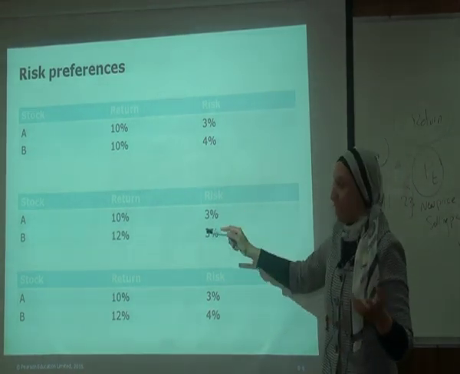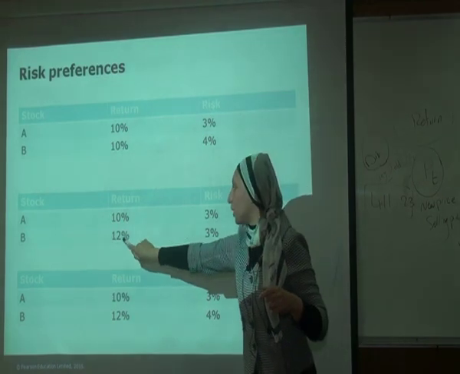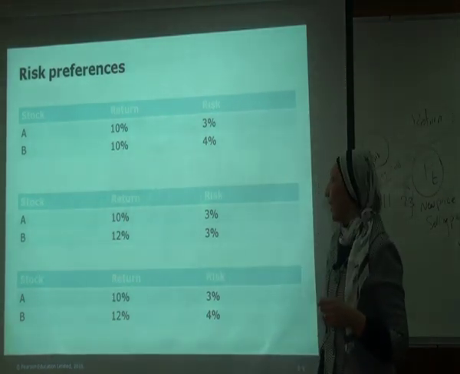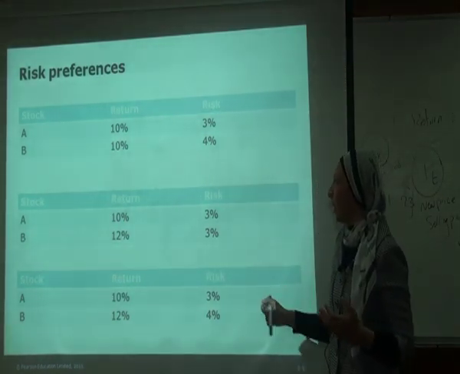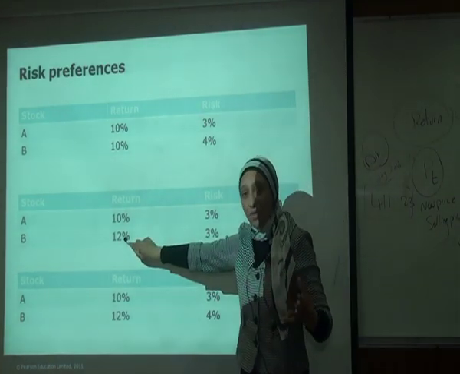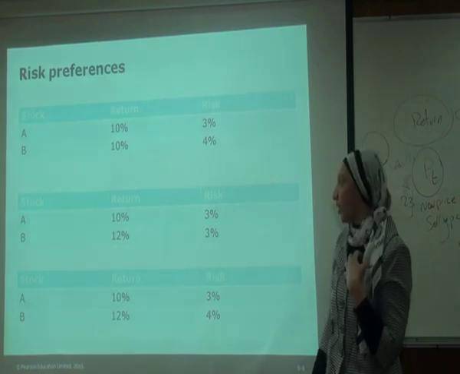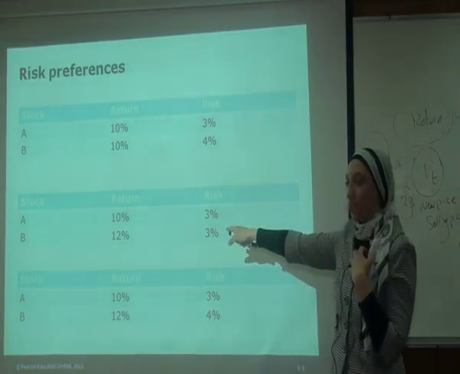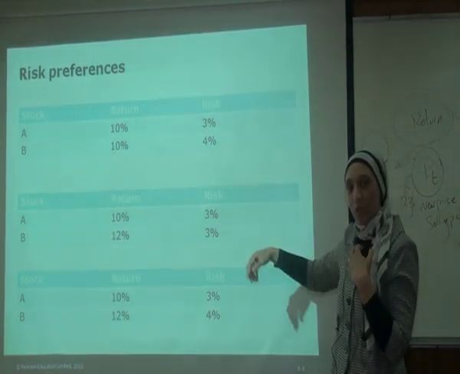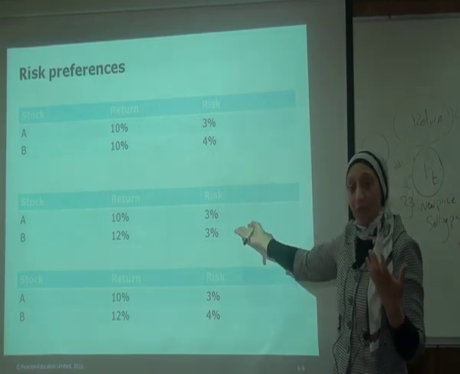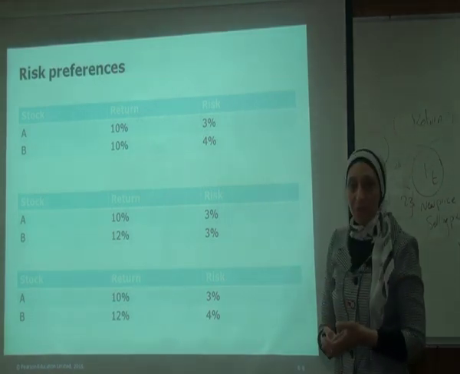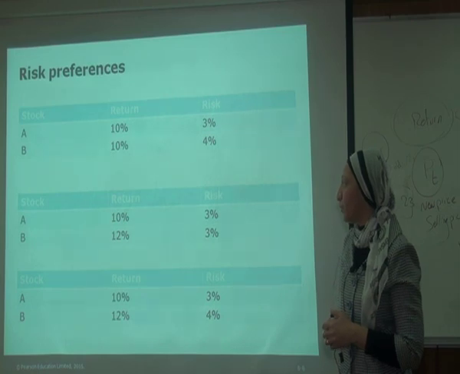The same risk, so as a risk averse, I will select stock B with higher return. As risk indifferent, I will select stock B because it achieves higher return regardless of the risk. If I'm risk seeker, those two stocks are indifferent for me because I prefer stocks with higher return, higher risk. Both achieve the same risk, so it's indifferent for me.